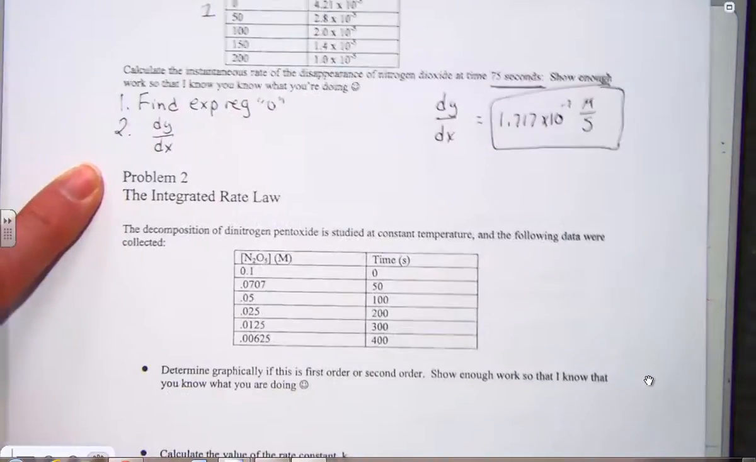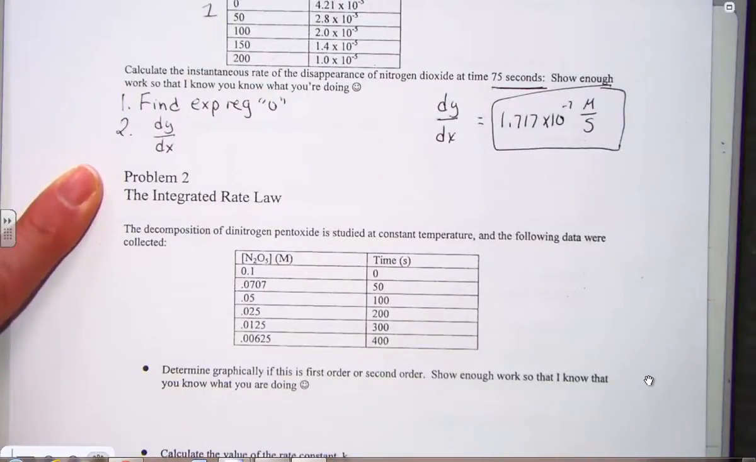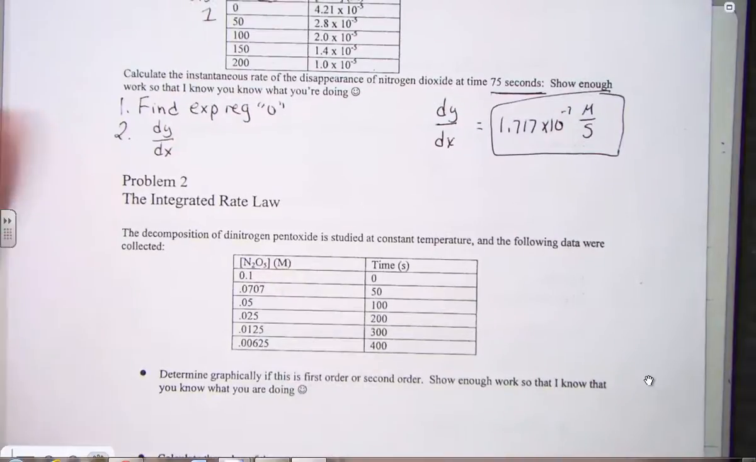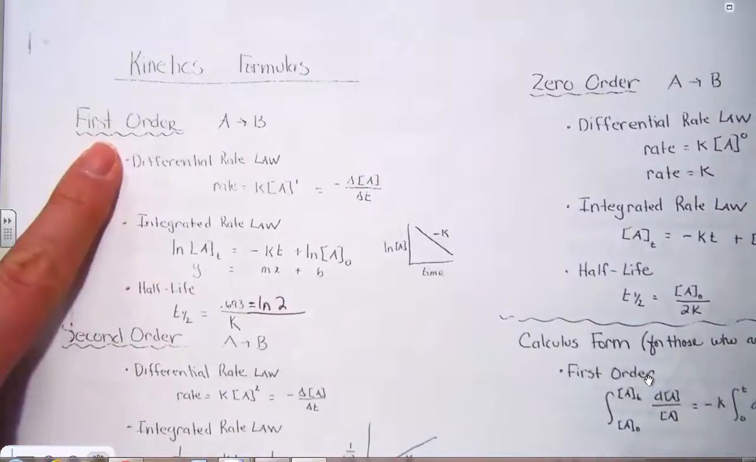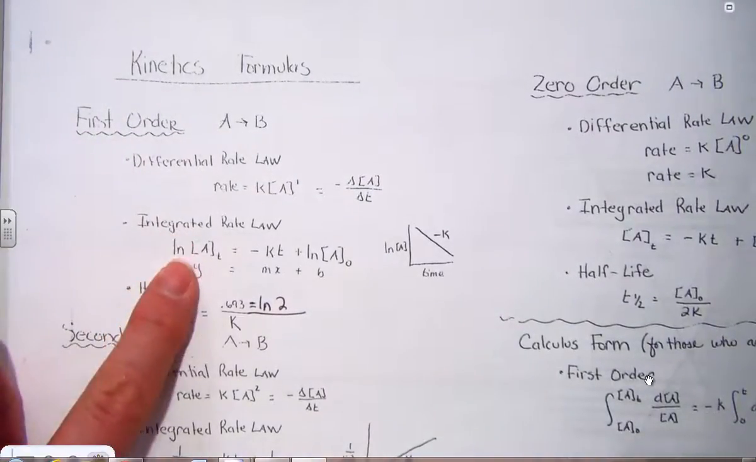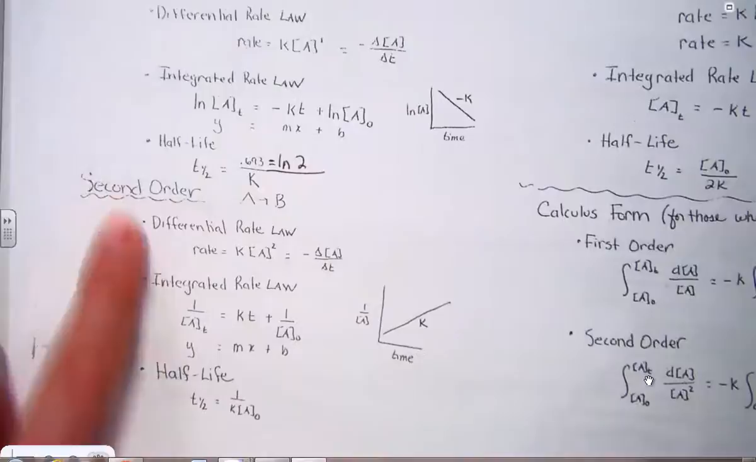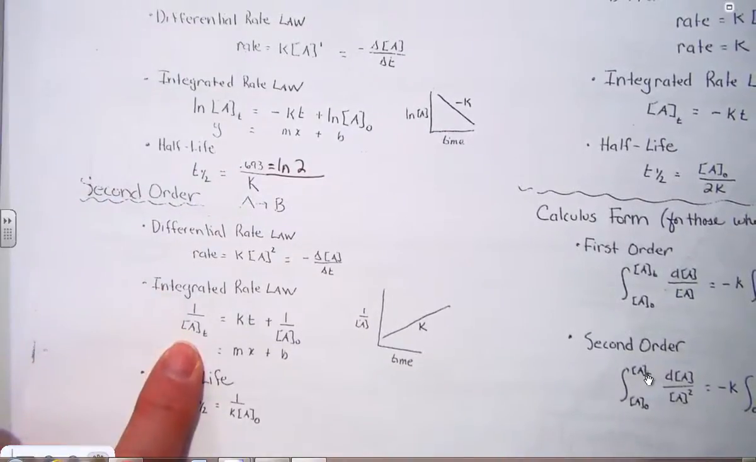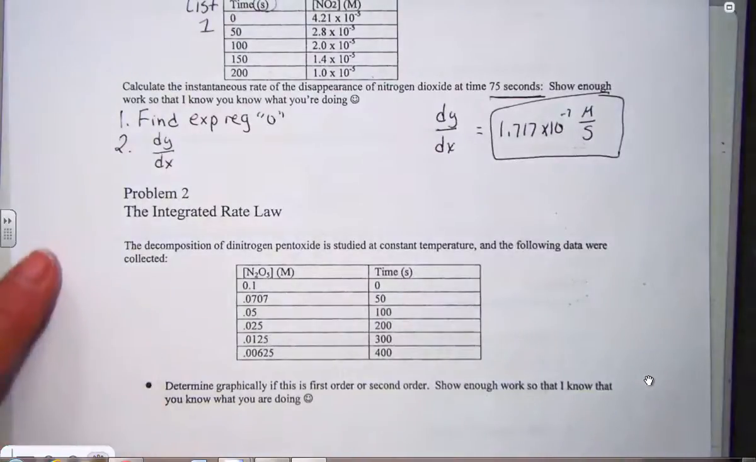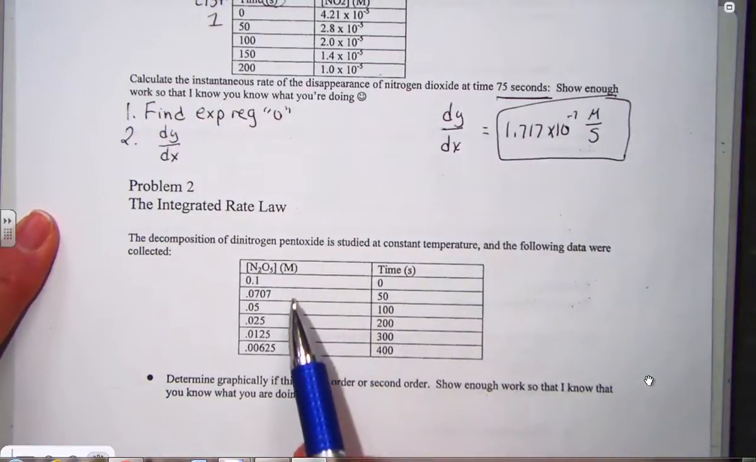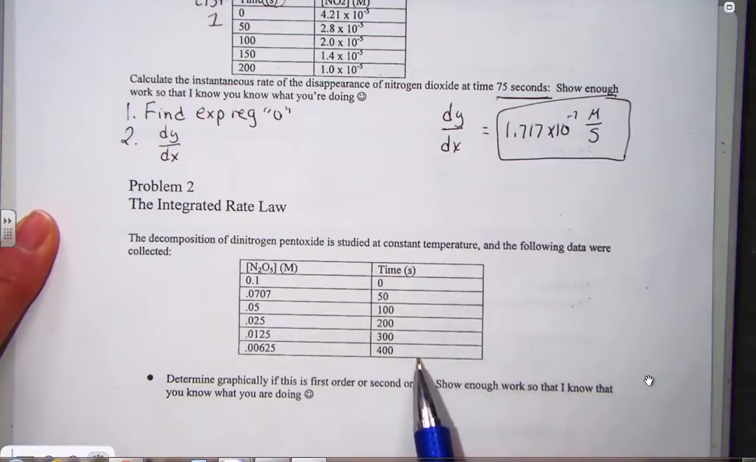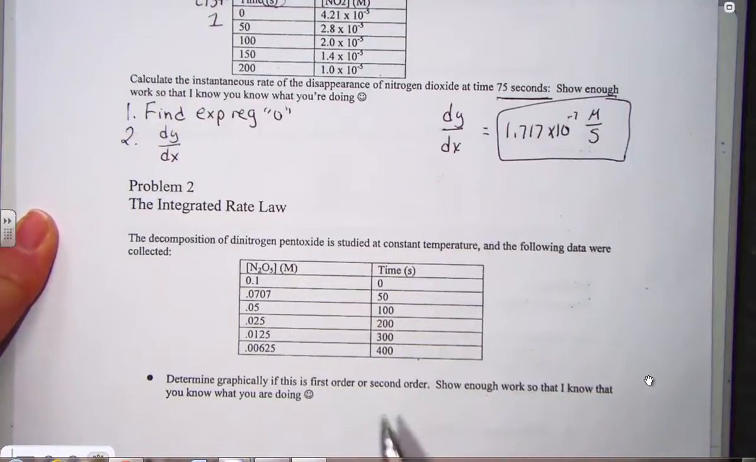The second major topic we studied, the integrated rate law. The integrated rate law comes from our equation page. We had first order integrated rate law using natural logs, second order integrated rate law using reciprocals. In our problem, we have data that's provided for us in the first column, concentrations, and in the second column is time. Determine graphically if this is a first order or second order. Show enough work that I know what you're doing.